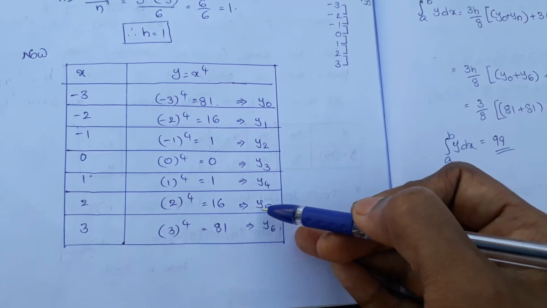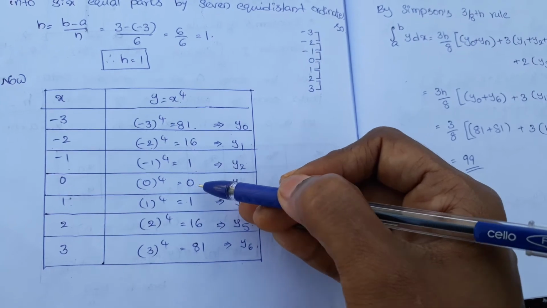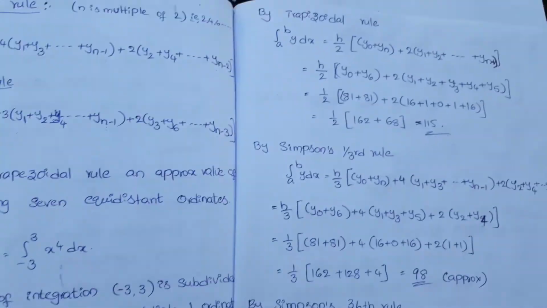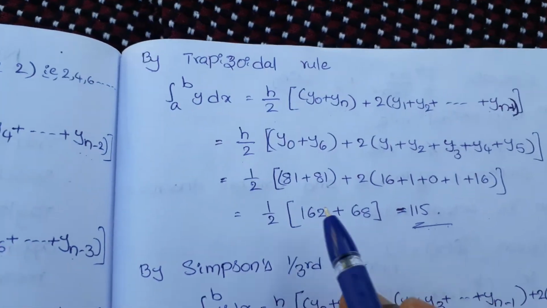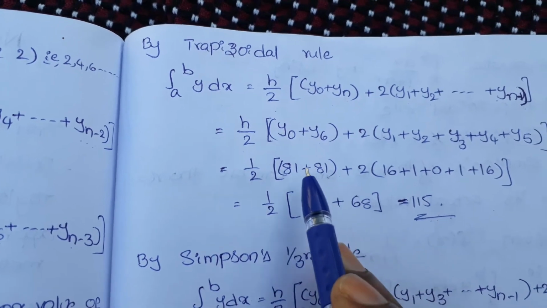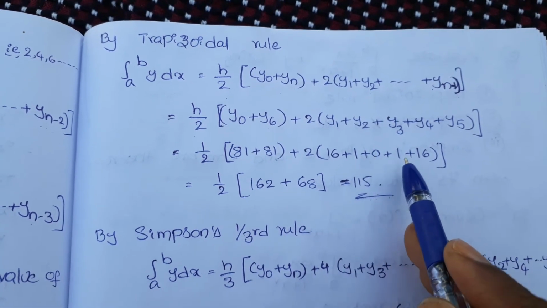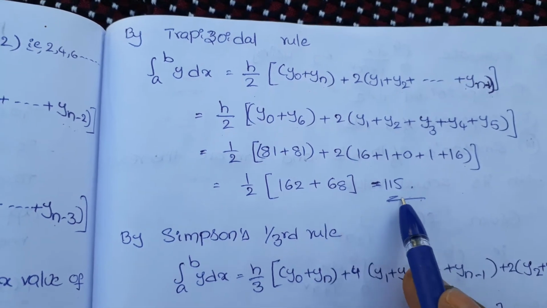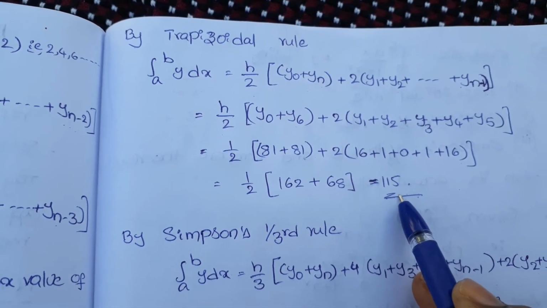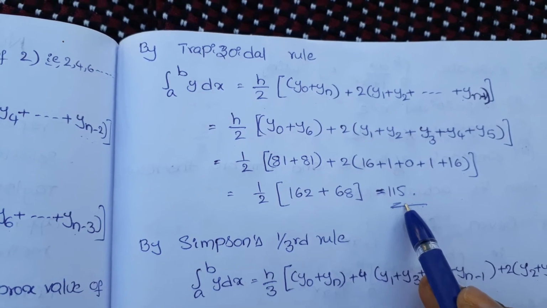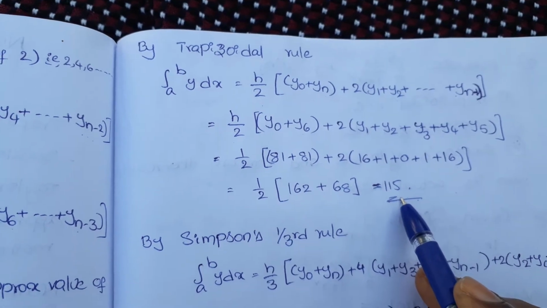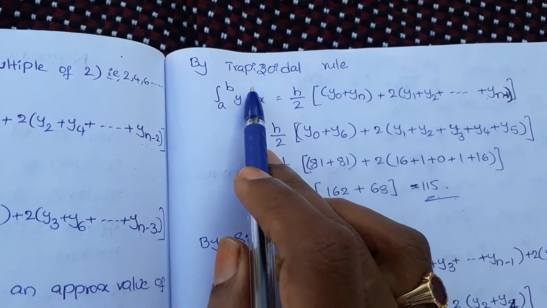plus y5, that means 16 plus 1 plus 0 plus 1 plus 16. So see here, 81 plus 81 is the first value and last value, plus 2 into (16 plus 1 plus 0 plus 1 plus 16). So this is the final value 115. This is the answer for the given function by using the trapezoidal rule.